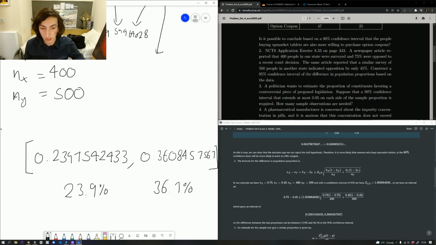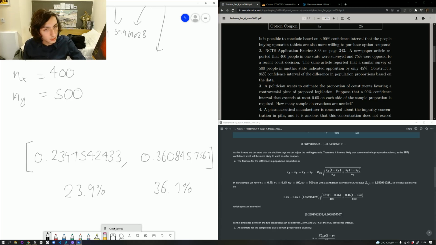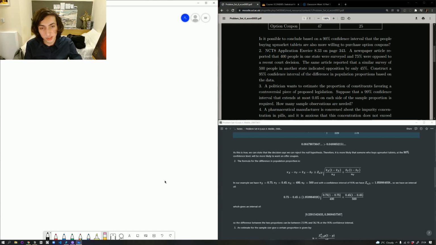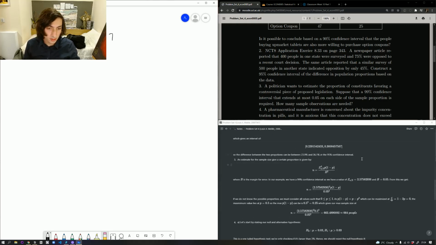So, number 3. A politician wants to estimate the proportion of constituents favouring a controversial piece of proposed legislation. Suppose a 99% confidence interval exists. So 99% confidence means that the alpha is going to be 0.01. Oh yeah, this is determination. The formula for determination is actually quite easy.